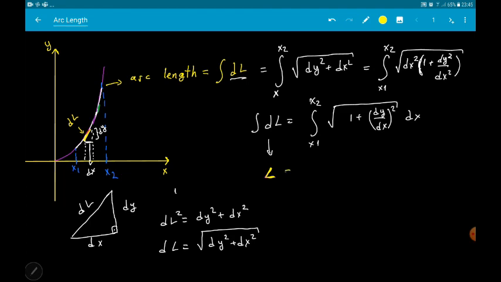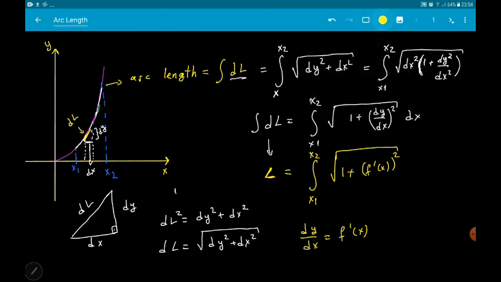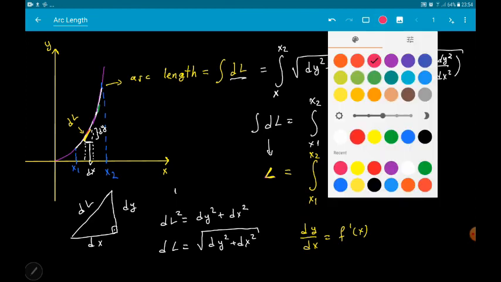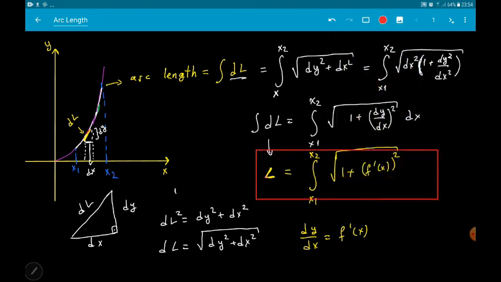And L will be equal to the integration from x1 to x2 of the square root of 1 plus, and what is dy over dx? It is going to be f prime x, or derivative of f(x). So the final formula is going to be the square root of 1 plus f prime x squared. That's our formula for curve length.